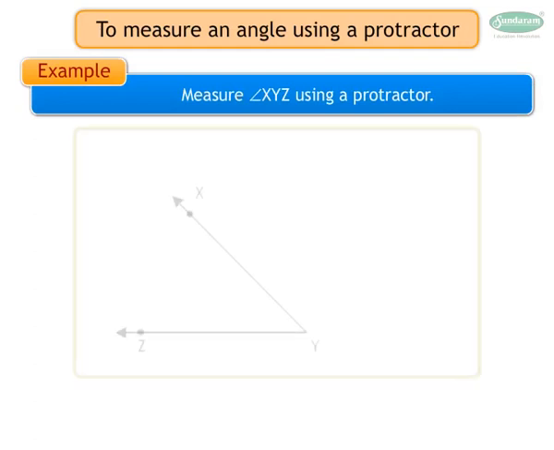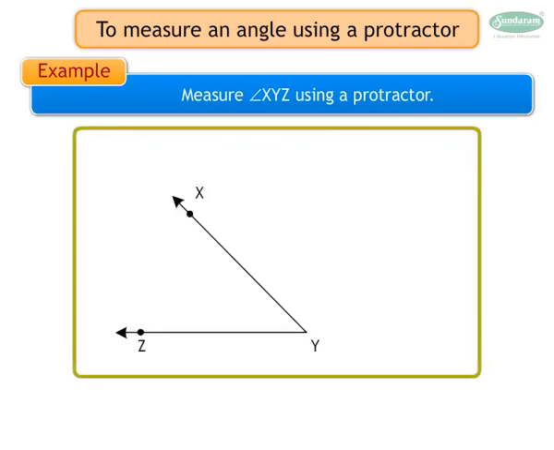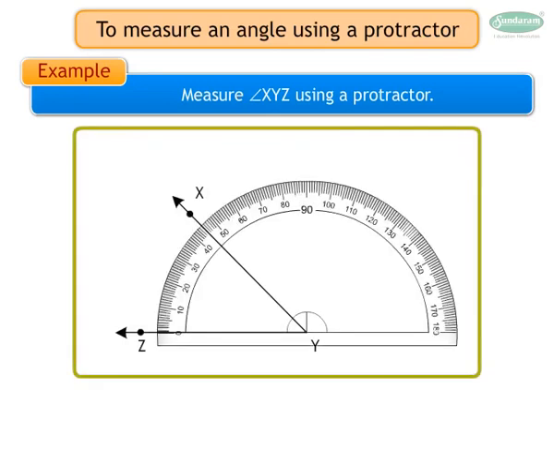Number 1. Look at the figure on the screen. Number 2. Place the center of the protractor on the vertex Y of angle XYZ. Number 3. Let the reference line of the protractor coincide with YZ of the angle. Number 4. Find the 0 mark on the reference line of the protractor that coincides with ray YZ. Number 5. Observe the markings that increase serially from the 0, that is near point Z.